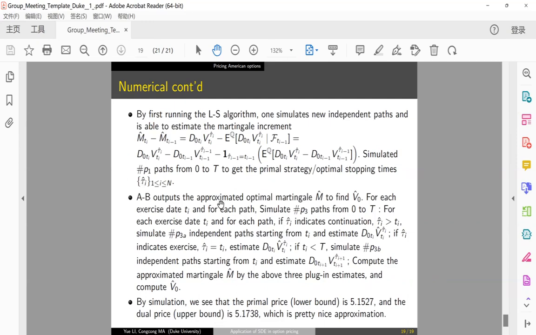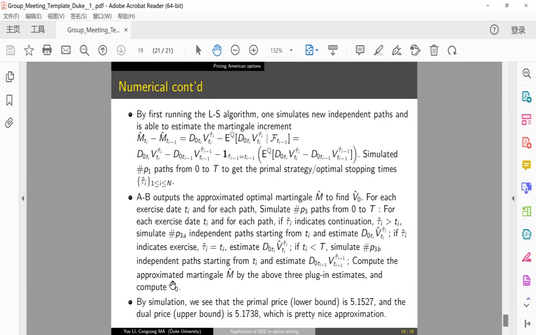Another thing is that we use this AP algorithm. It outputs the approximated optimal martingale to find this V_0. It is actually done in 3 steps. First, if this tau_i hat indicates continuation, we estimate this quantity. If it indicates exercise, we estimate this quantity. If t is smaller than T, we estimate this quantity. Then we compute the approximated martingale M star using some Monte Carlo expression, and we use these 3 plug-in estimates, and then we compute V_0 hat.